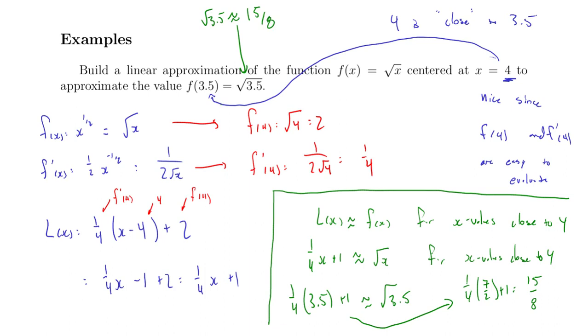Neat. So you can do this to approximate values that you don't know what they are pretty easily, as long as you can find a center that's going to work out really nicely. All right, so here's my question. Is 4 the best center to use?